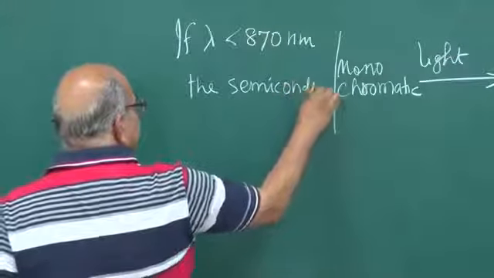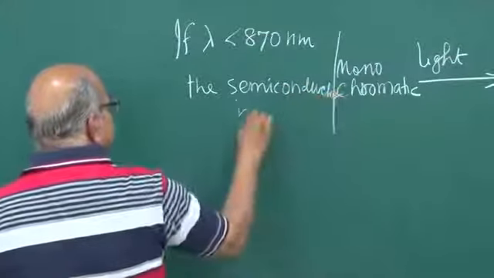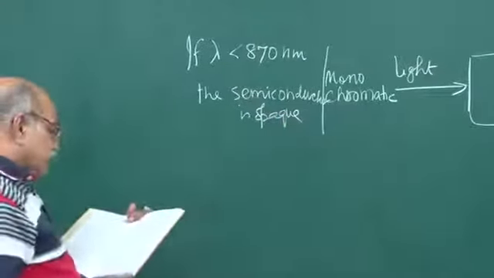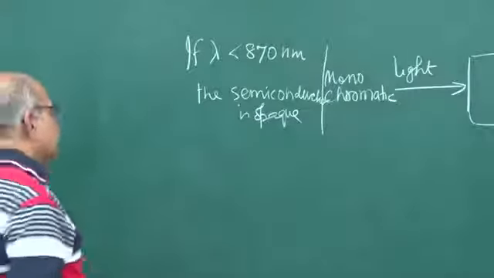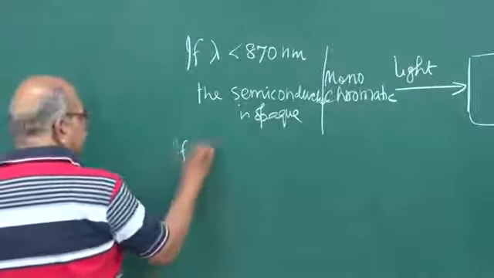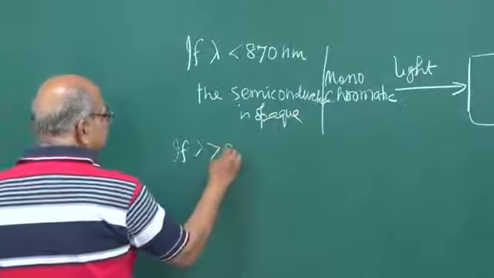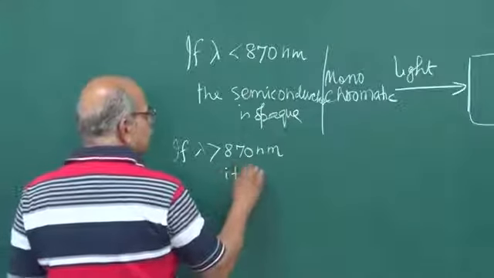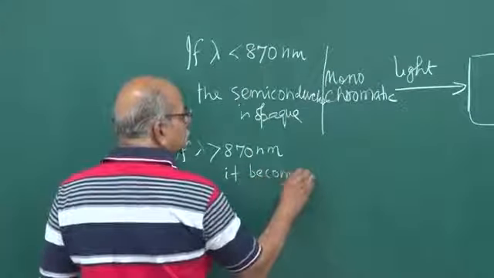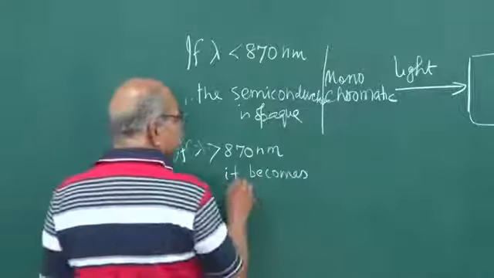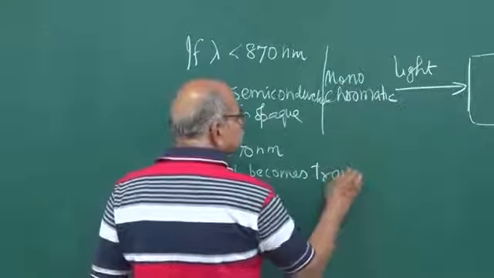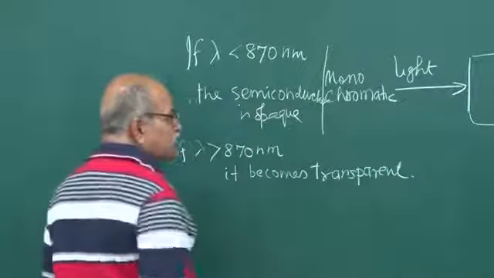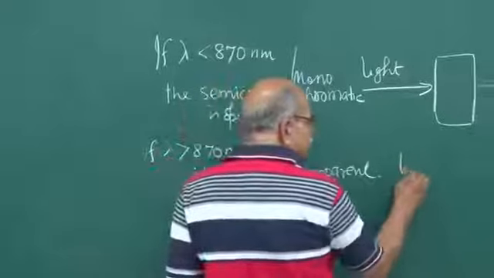The semiconductor is opaque, but if lambda is more than 870 nanometers, then it becomes transparent. That means the absorption is very small. And the question is, what is the band gap?